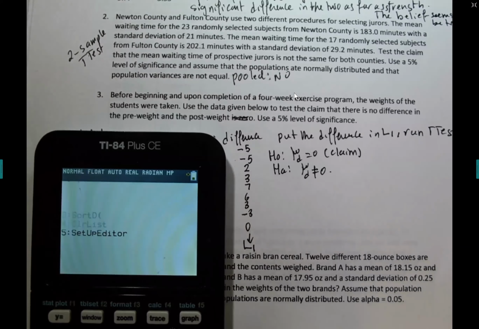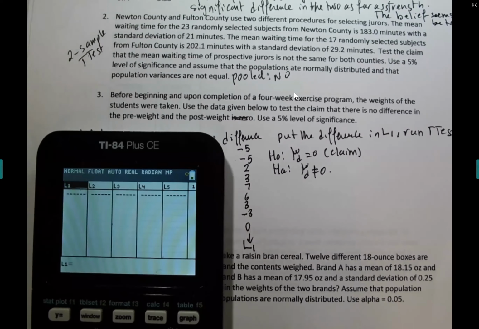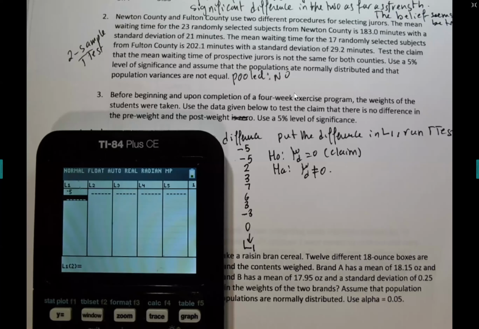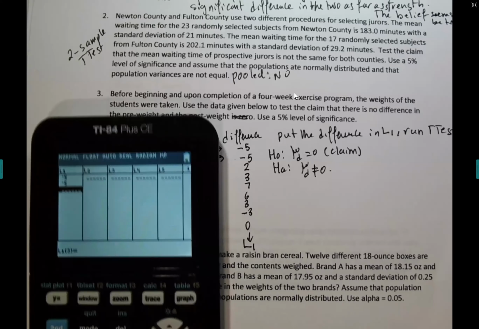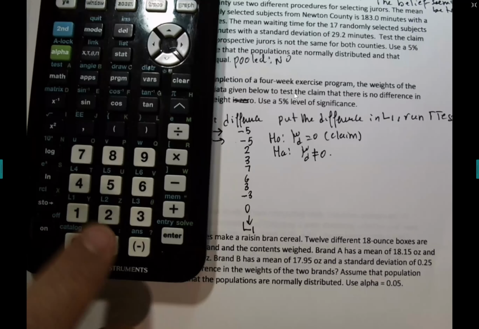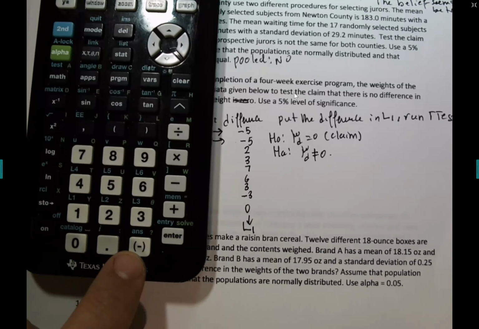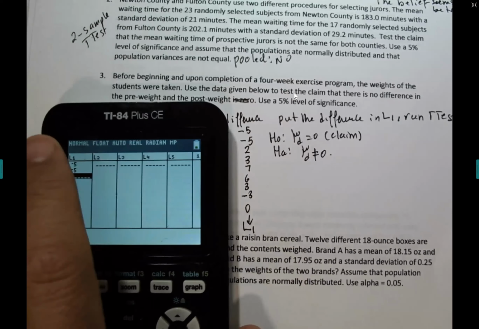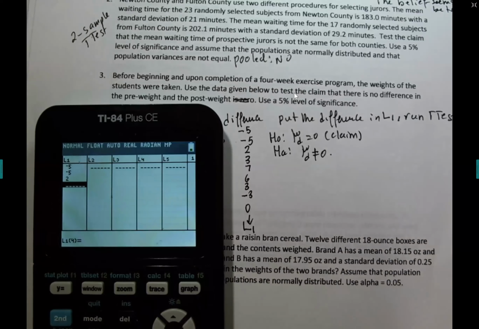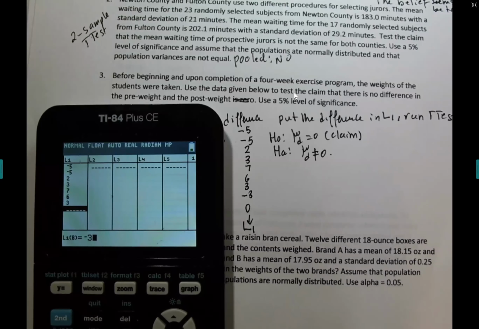Stat, edit, I'm gonna clear. And guys, we're gonna just enter the differences. -5, -5. The negative sign is right under the number 3, so don't use this operation, this negative here, guys, as a negative sign. That's not correct. This is the correct one right here. That's a negative sign. Two, 3, 7, 6, 3, -3, 0.